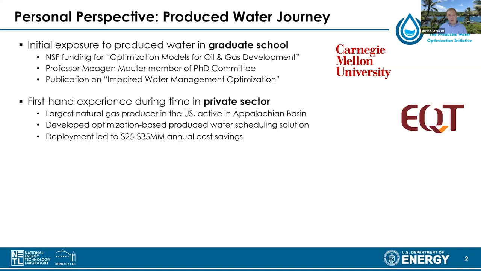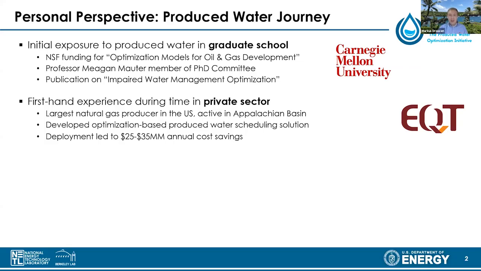After I graduated, I took on a role in the private sector, joined a company called EQT. They had become the largest natural gas producer in the US at that point and were very active in terms of shale gas development. And for that reason, had a lot of exposure to produced water. Some of my colleagues and I ended up developing and deploying an optimization-based scheduling solution specifically for produced water. That project turned out to be incredibly impactful. We had reason to believe that this little piece of software was going to save the company somewhere between $25 and $35 million a year.